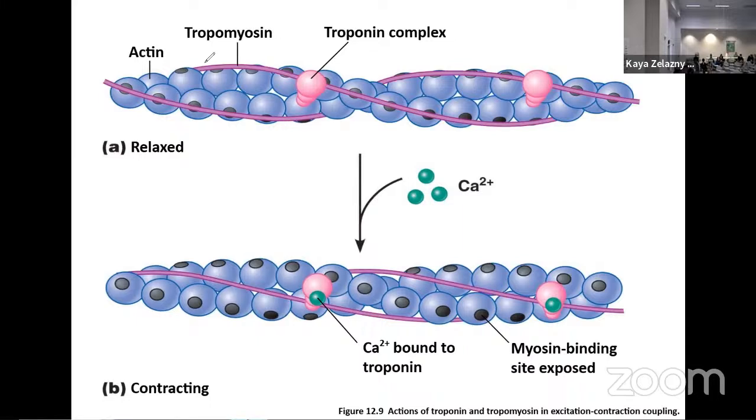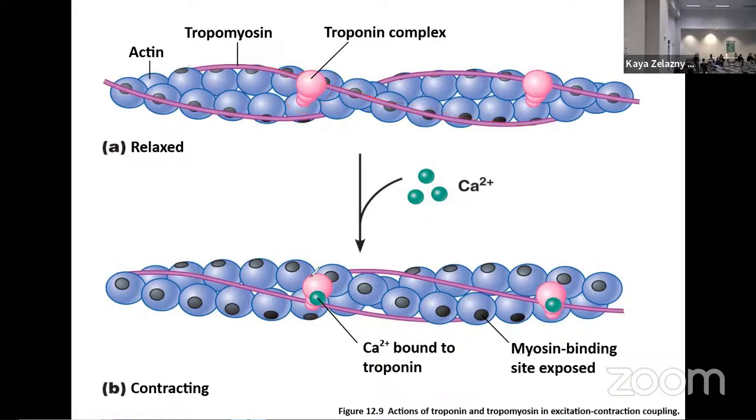Our tropomyosin is our long string. Our troponin is this switch, this little stack here. It's holding on to actin, it's holding on to tropomyosin, and it's got a spot where we could bind calcium. Okay. When it's relaxed, there's no calcium.